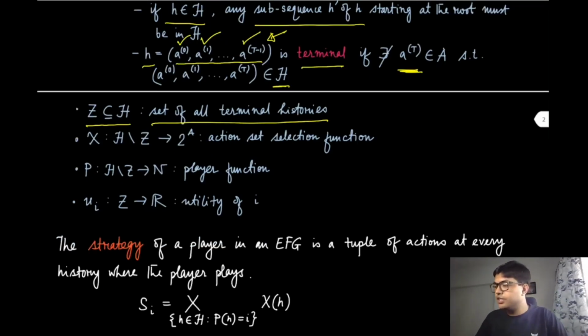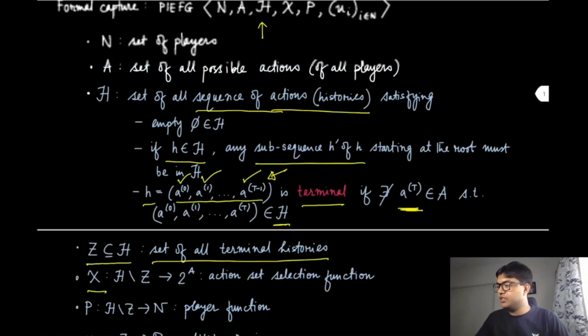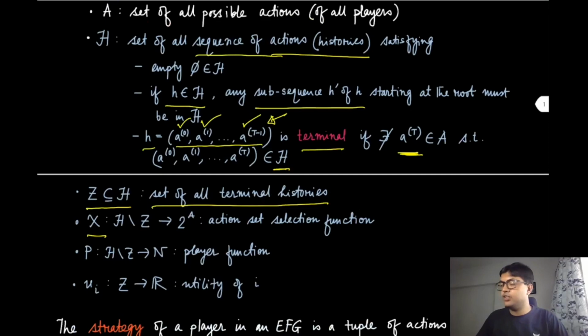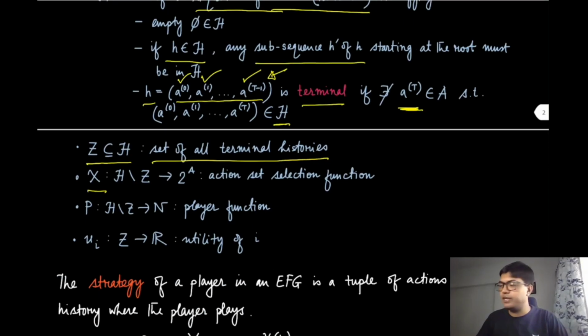The next function that we are going to define is script X, as shown in this tuple here. So what does this function do? This is nothing but the action selection function. Its purpose is to find out, at a non-terminal history, what is the feasible set of actions available to a player. Because at the terminal history there should not be any action left, because there is no player who will play at that point. That's the end of the game.